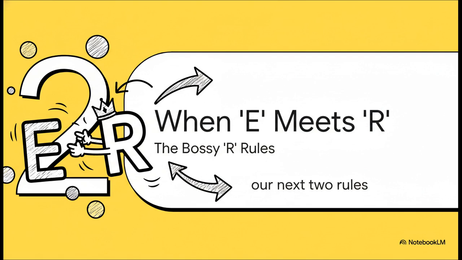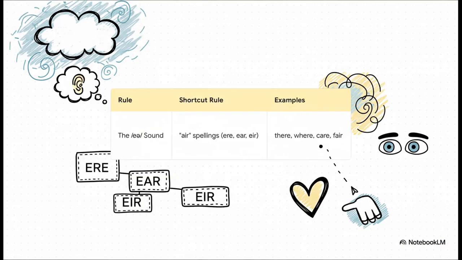It shows up and just completely takes over, changing the sound of the E. And that gives us our next 2 sounds. Okay, our third sound is ia, and it sounds exactly like the word air. The shortcut? Just keep your eyes peeled for spellings like air, ear, or even air. You can hear it super clearly in words like there, where, care, and fair. It's a really distinct sound, and those spelling patterns are basically your roadmap to finding it.